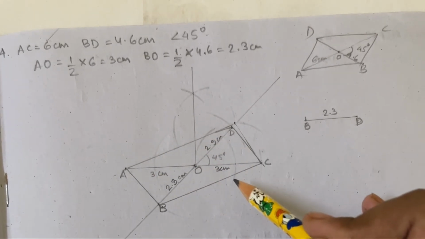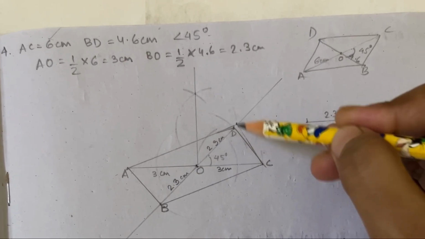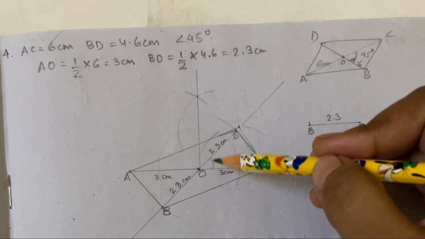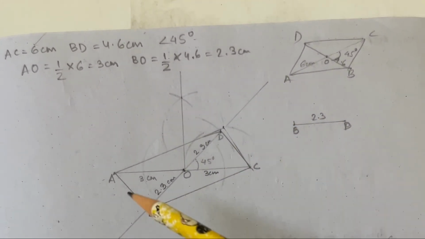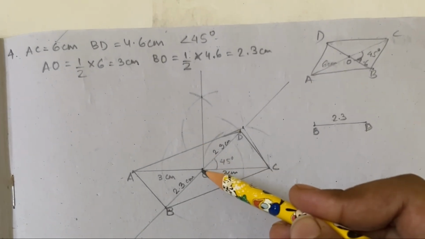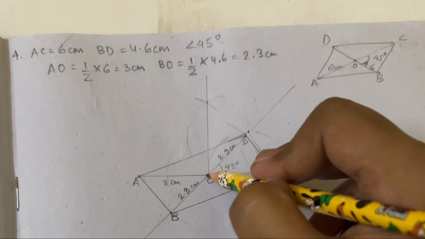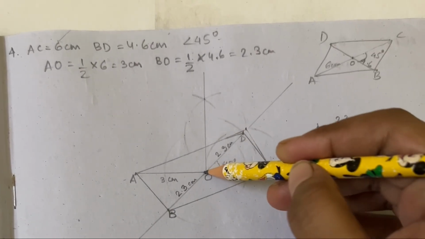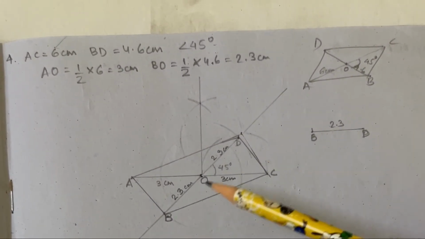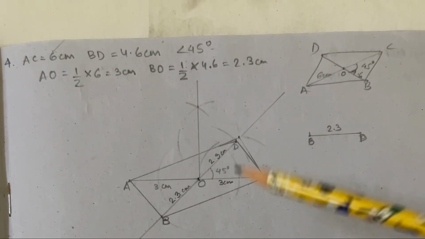Now on AC we are going to get 45 degrees. So we draw 90 degrees, then bisect it to get 45, and draw a line here, that is 45 degrees. Now BD measures 4.6, so half of it will be 2.3. So from point O we are going to measure 2.3 and bisect it here, and again similarly we are going to place it here, 2.3 measurement, and bisect it here, and we got BD. Then we are going to join the lines A, B, C, D. This is the required diagram.